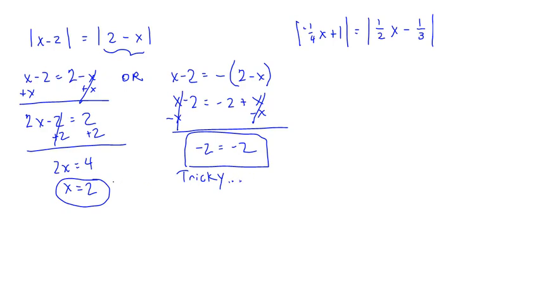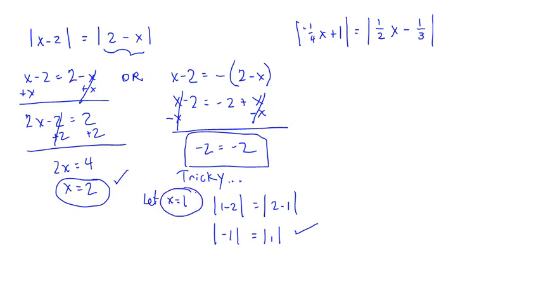I know that this one works. Let's see if, say, 1 works. Let x equal 1. If x is 1, I'll have the absolute value of 1 minus 2 equals the absolute value of 2 minus 1. This would give me the absolute value of negative 1, and this would give me 1. That one checks out. So x can be 1.